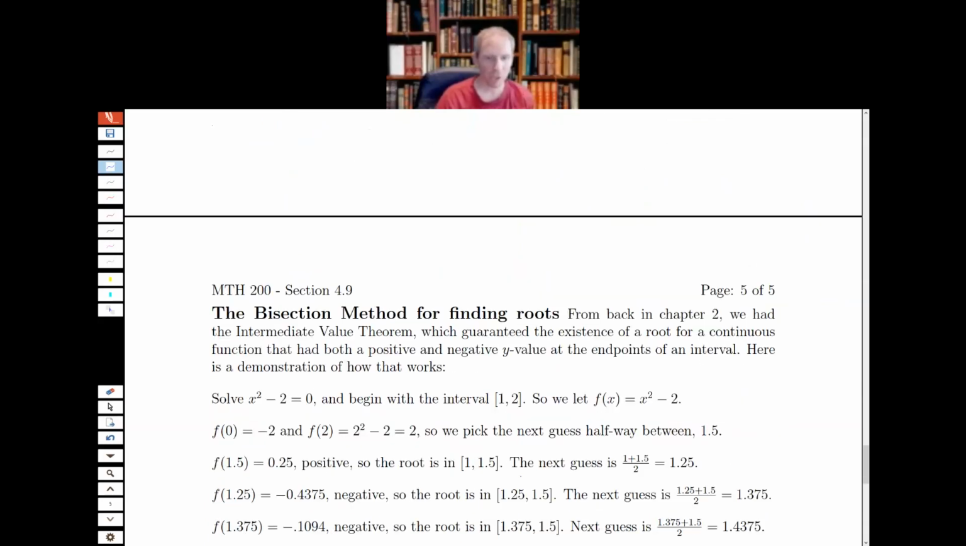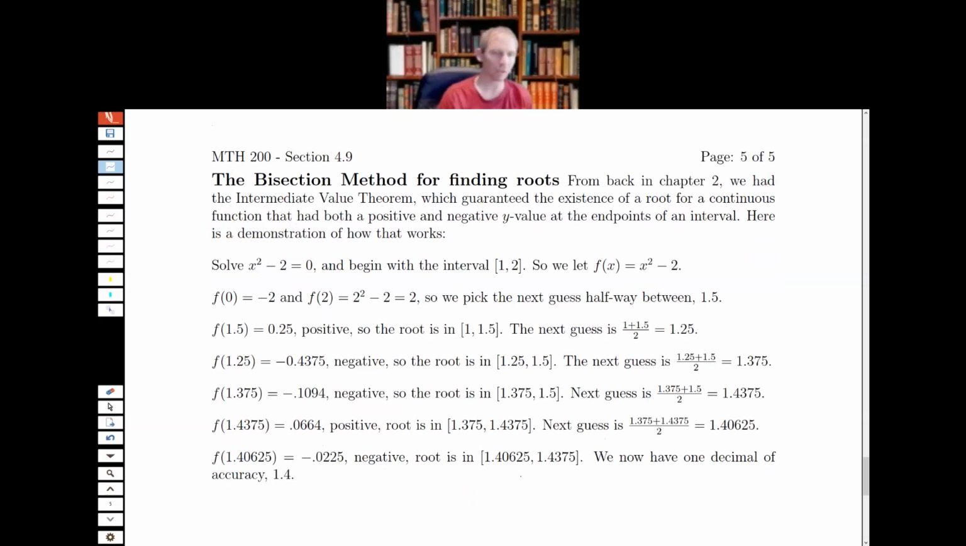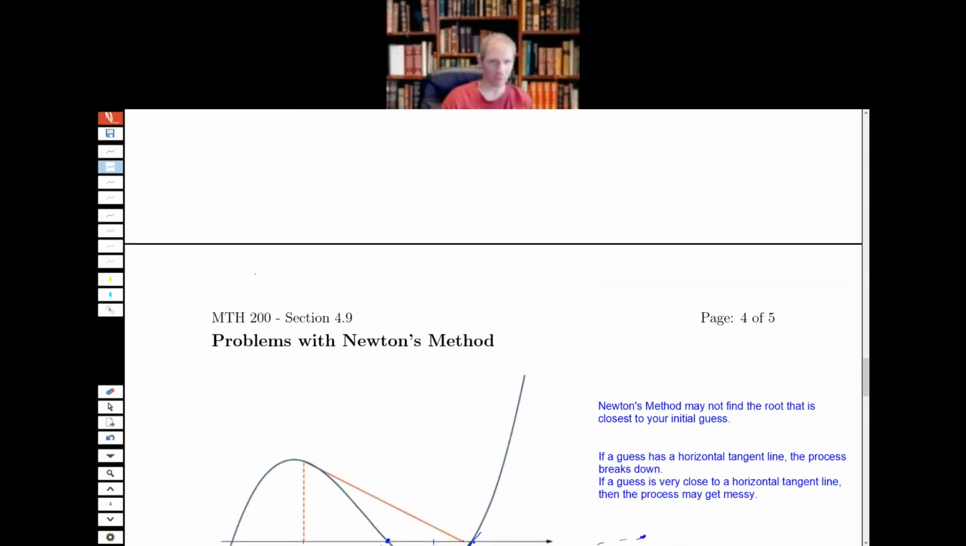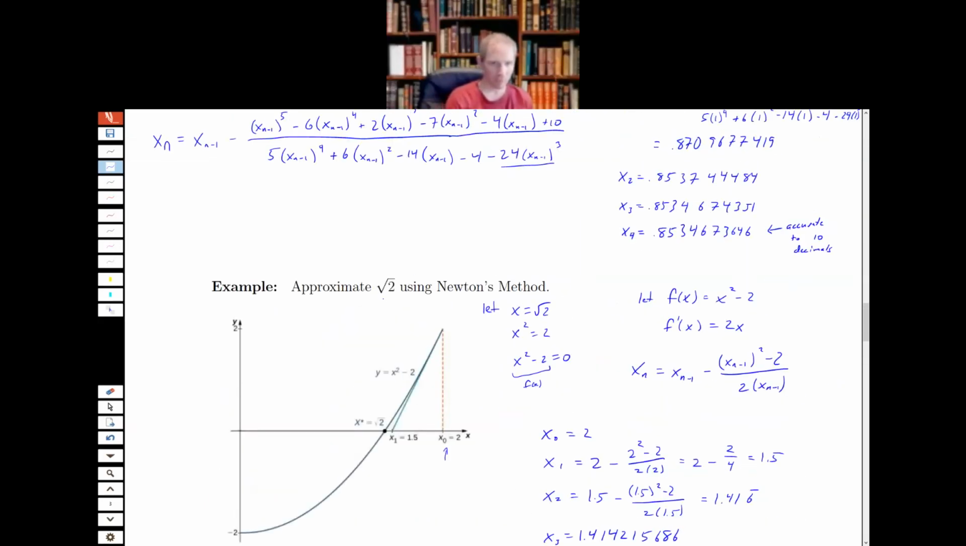Just to give you a comparison, I want to show you something else that can do the same thing. This is called the bisection method, rather than Newton's method, for finding roots. If you remember back to chapter 2, we talked about the intermediate value theorem, and it said that if you have a continuous function and one value is negative and another value is positive, then it has to hit 0 somewhere in between. We can turn that into a method for finding zeros. To give you an example, let's look at this same problem, finding the square root of 2. Remember, to find the square root of 2, we're essentially solving x squared minus 2 equals 0.